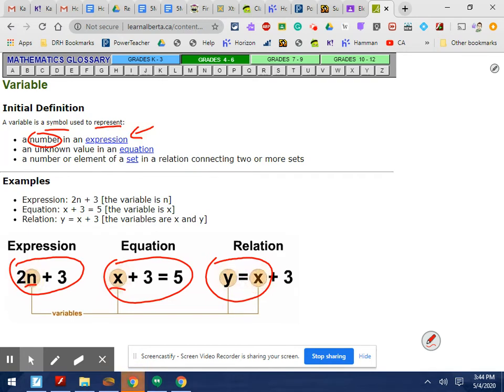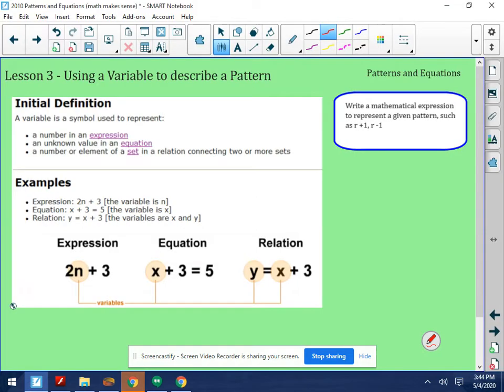What that means is that these variables, these letters, stand for a number. Sometimes they'll stand for one number, but because they're called variables, they can stand for a group of numbers. They can stand for more than one number or an unknown number. Hope I haven't confused you by saying that. Let's go back to our lesson and see how we have to do this then.